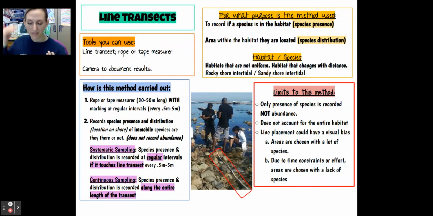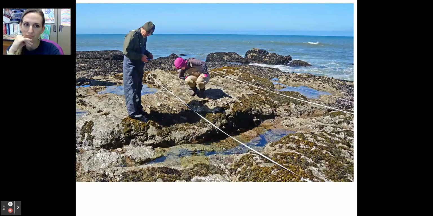The line placement could have a visual bias. So the areas could specifically be chosen where there's a lot of species. Or if there's a time constraint, or it's cold outside, or the weather's bad, or you are tired, those are legitimate things that happen, then you might just choose an area that you know is not going to have a lot of species and end it quick. So you can't tell a percentage. You can't use a quadrat, you're not counting. It's just, does it touch?